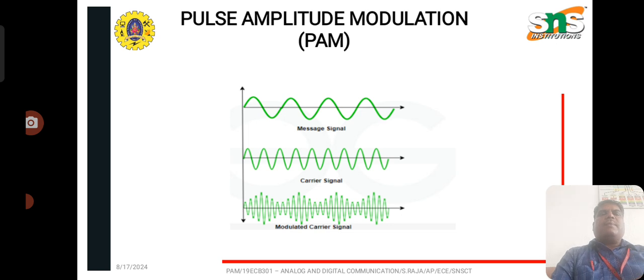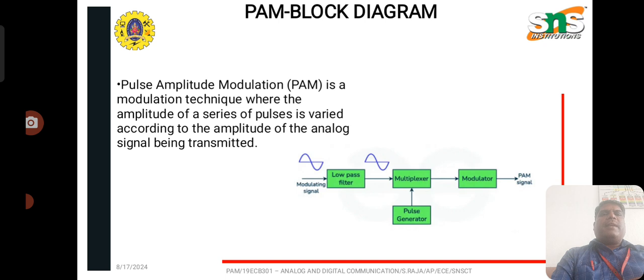This figure shows the pulse amplitude modulated waveform. The first one shows the message signal, the second one is the carrier signal, and the last one is the amplitude modulated carrier signal. This is the PAM block diagram. Pulse amplitude modulation is a modulation technique where the amplitude of a series of pulses is varied according to the amplitude of the analog signal being transmitted.